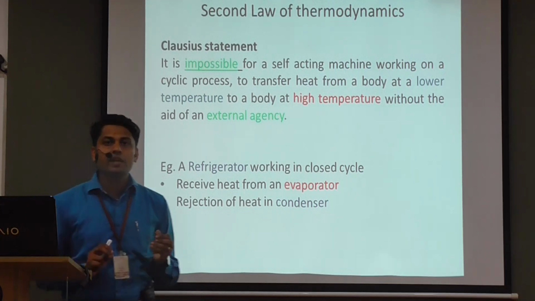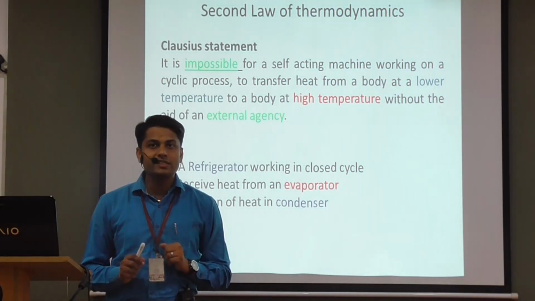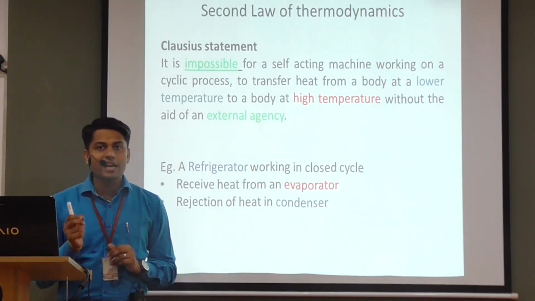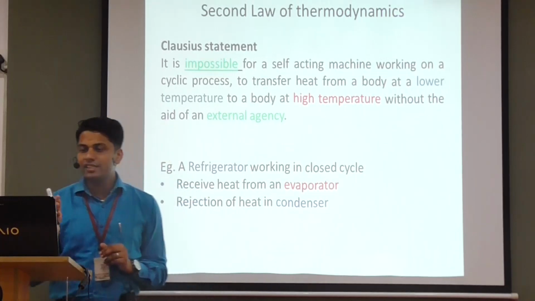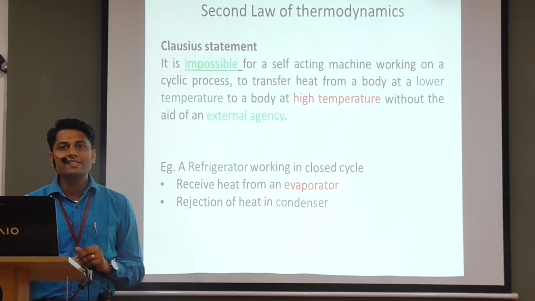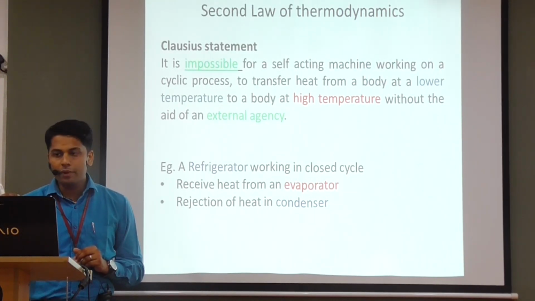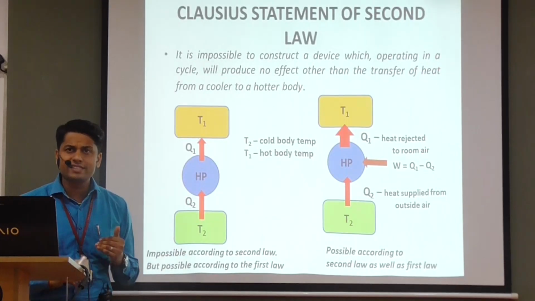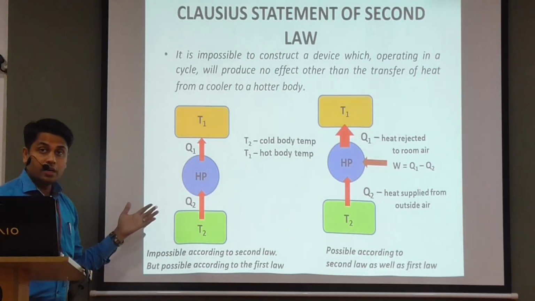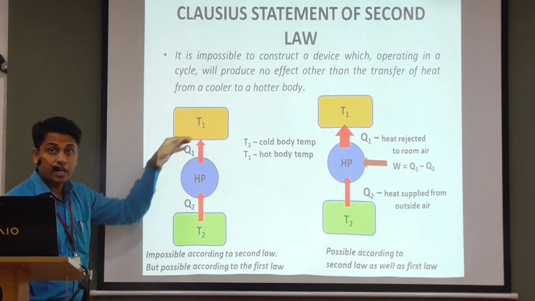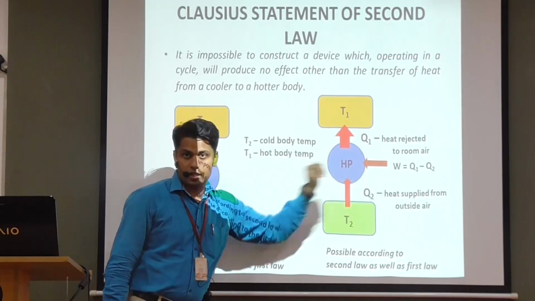Now coming to the second statement of the second law of thermodynamics, which is the Clausius statement. This Clausius statement is usually used in refrigerators as well as in heat pumps. The Clausius statement is that it is impossible for a self-acting machine working on a cyclic process to transfer heat from a body at a lower temperature to a body at a higher temperature without the aid of an external agency. It can be simply summarized as: it is impossible to transfer heat from a lower temperature reservoir to a higher temperature reservoir without the aid of external work.